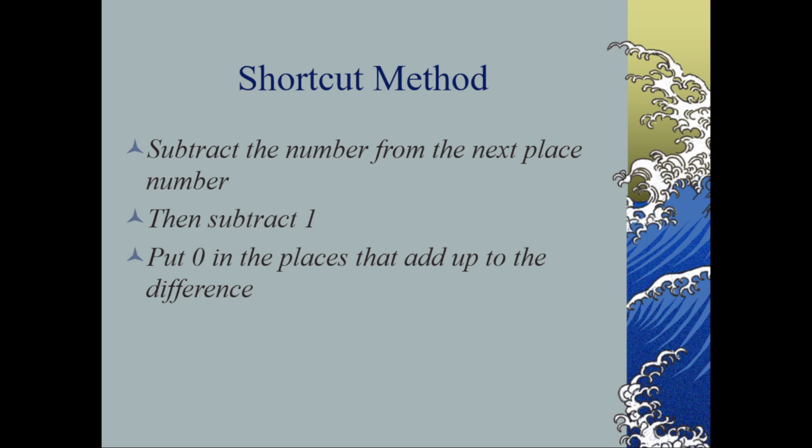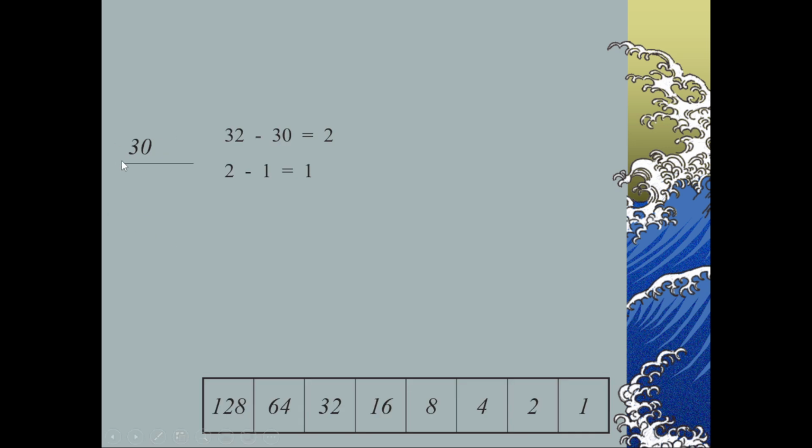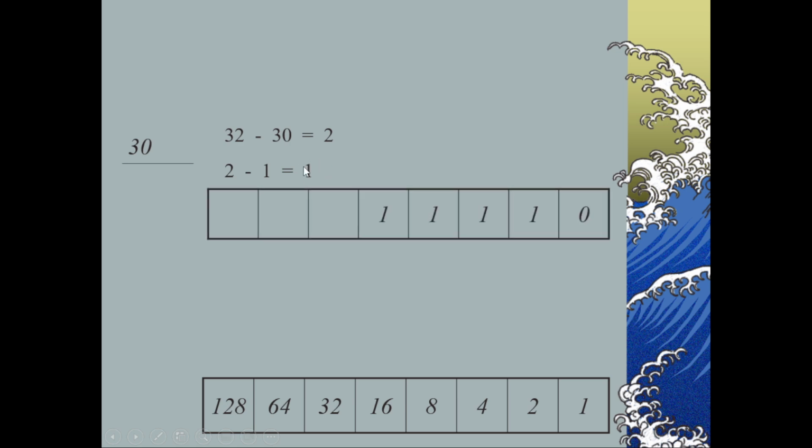Okay? Now there's a shortcut method for converting decimal to binary. We'll show you what that is. So you take your number you want to convert. In this case it's 30. We want to convert that to binary. Then you take the next group up, which is higher than 30, so in this case it's 32. So 32 minus the number 30 gives us an answer 2. You take that answer, subtract 1 from it, and you take the result, which in this case is 1, and put zeros in the spot that add up to 1. So in this case, everything has a 1 in it except the one that has a 0.